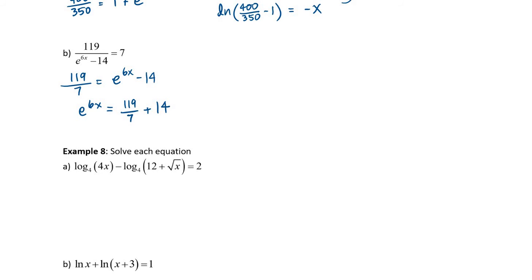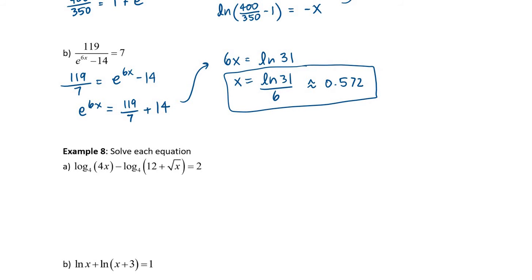I need to get the x out of the exponent, so I take the natural log of both sides. When I take the natural log of the left-hand side, I just get 6x. When I take the natural log of the right-hand side, and actually if I do all this math, I realize that just equals 31. Then I can divide both sides by 6. So that would be your exact answer. And then you put it in your calculator. 0.572 is your rounded solution.